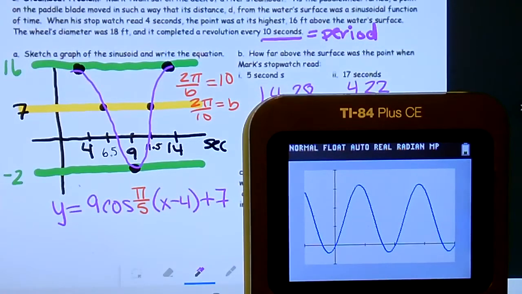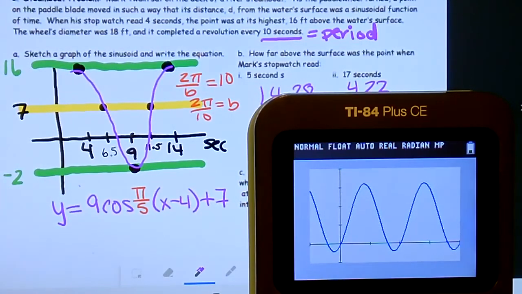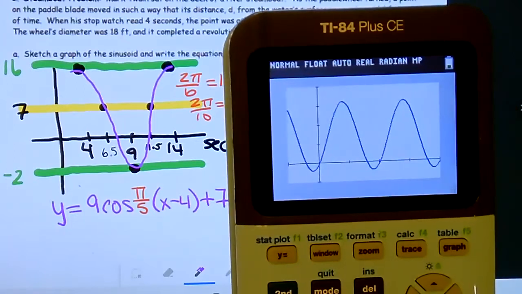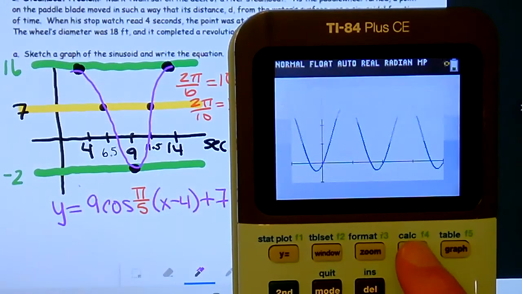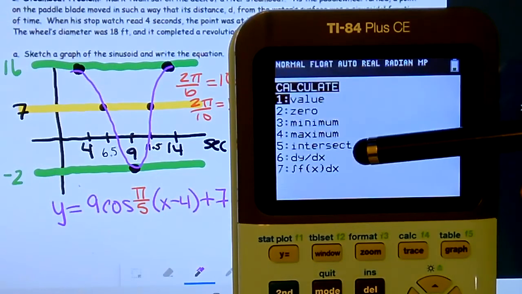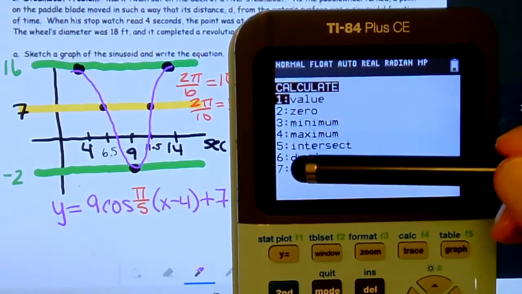Now, if we want to see where it crosses the x-axis, I could have put in y equals 0 and found the point of intersection. But another way to do it on these graphing calculators is if I hit second, calc, where I could also find intersect, but right now I don't have another line for it to intersect.